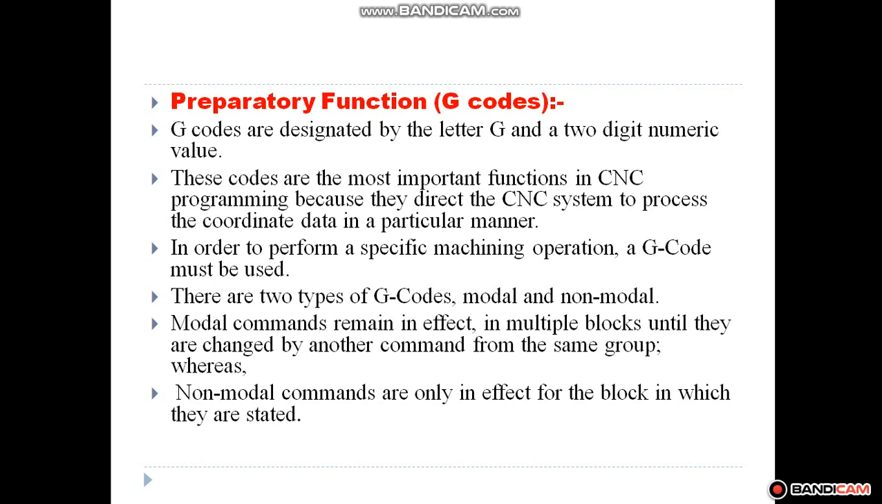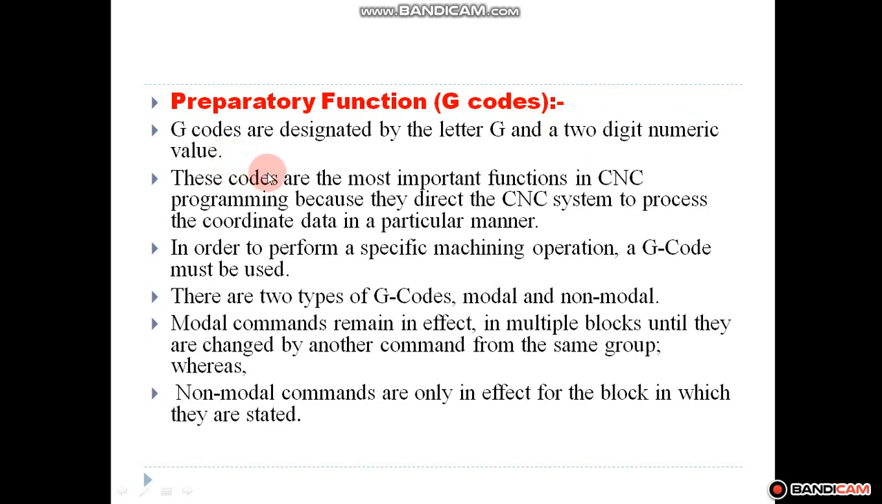For example, if you have to move the tool rapidly, you have to use the code G00. If you have to move the tool in the linear direction, you have to use G01. If you have to move the tool in the circular direction, you have to use G02. Whatever the motions that are related to the tools will be abbreviated by the letter G, codes. This is the G codes. So here you can say G codes are designated by letter G with a 2-digit numerical value.